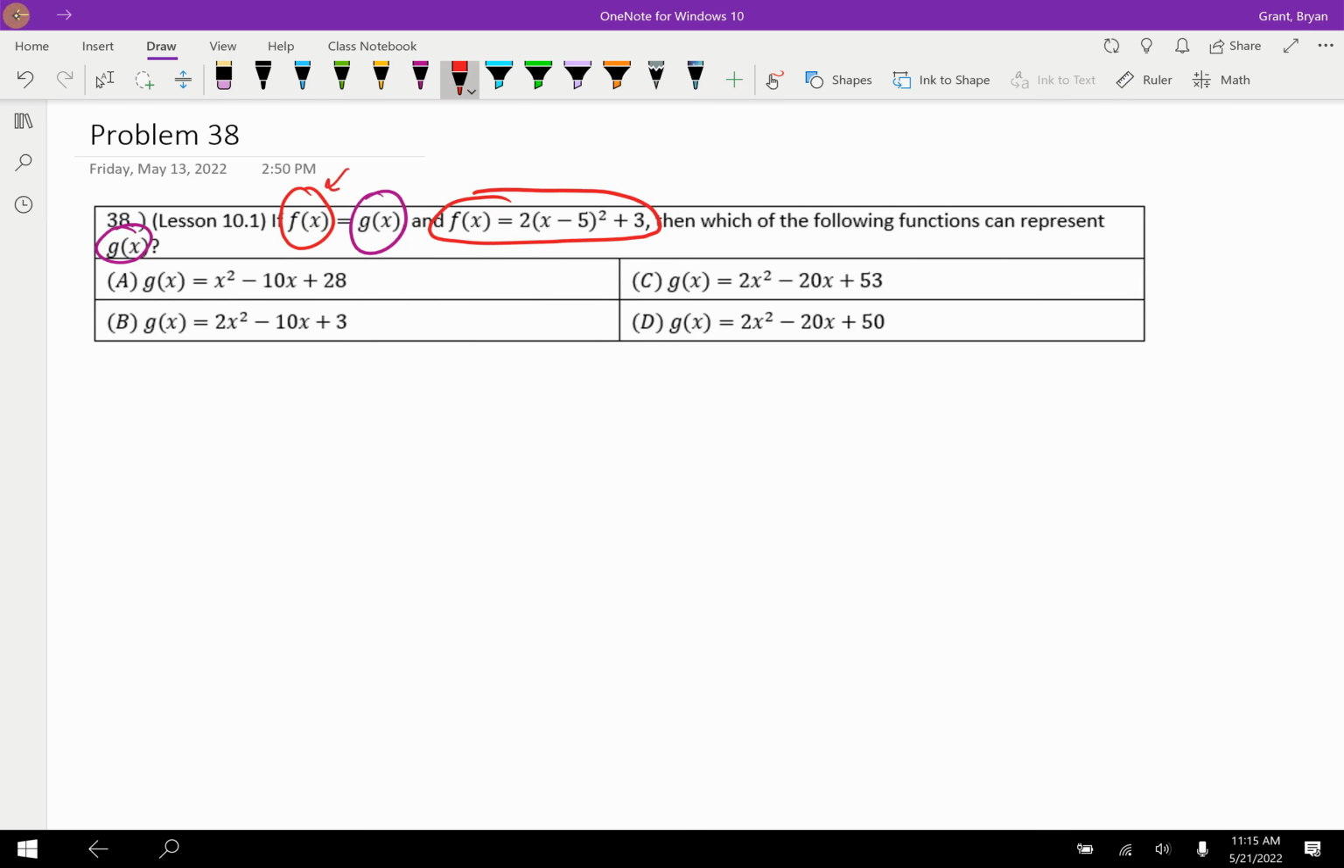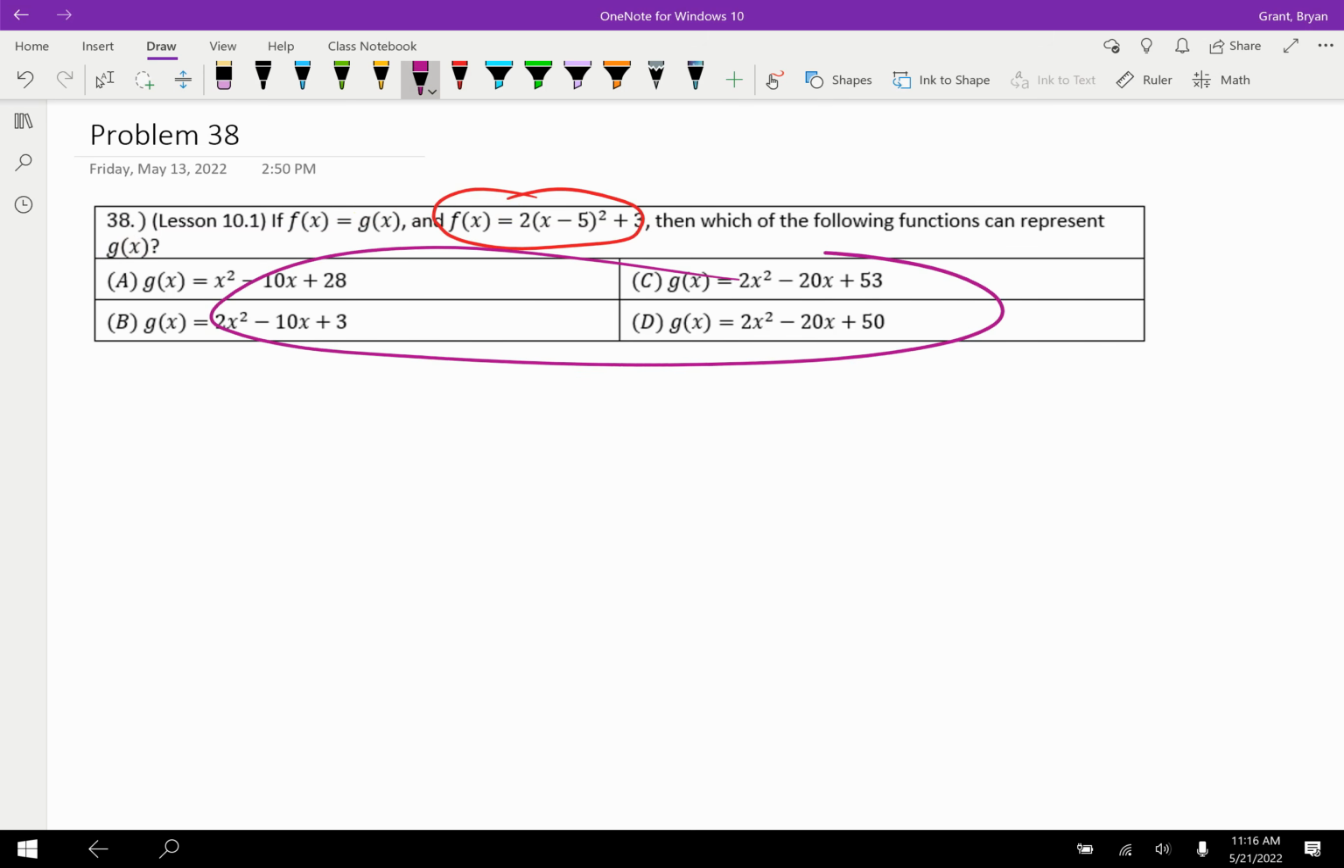Well, we know, based on this statement at the beginning, that f of x and g of x have to be equal. They have to be the same function. Now, you might take a look down here and say, well, none of these are the same function. None of them have this 5 in here or a 3 in here. How can any of them be the same? Well, remember that functions can look different if they're in different forms, but they're the same if they make the same graph. So what you could do for this problem is graph f of x, and then graph all of these and see which ones are equal.